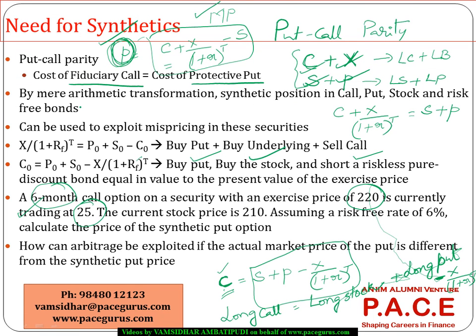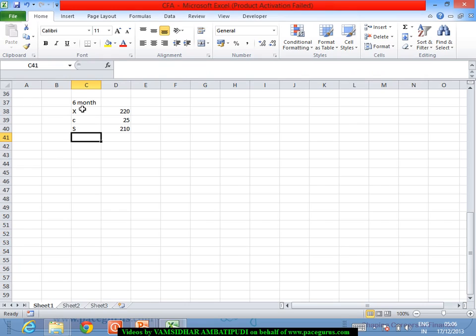Then what else? Assuming a risk-free rate of 6%, calculate the price of the synthetic put option. Now you tell me how I should compute the synthetic put option. C plus X by e power rt, or X by 1 plus r to the power t, the present value of X, minus S. That is the synthetic value of the put option.